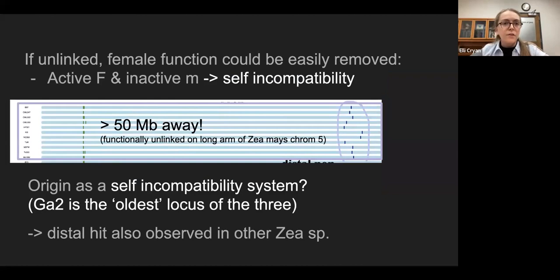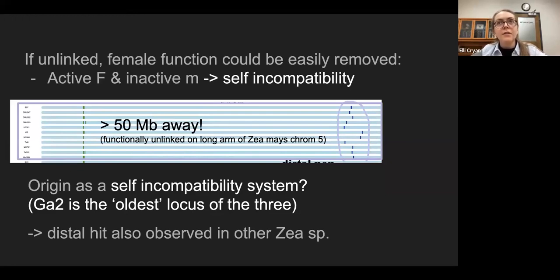So this is just going a little bit more in detail in the text on the slide instead of me explaining it with hand motions. If these two are unlinked, the female function could be easily removed, which would give you an active female gene and an inactive male, giving rise to self-incompatibility. There have been some theories that this system could have an origin as a self-incompatibility system, and GA2 is the oldest locus of these three, in the sense that this gene sequence or this syntenic location of the locus seems to be the most conserved and oldest across this 12 million year spread of species we had sampled.